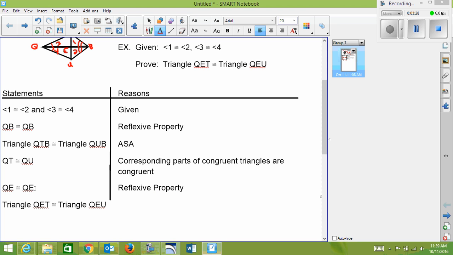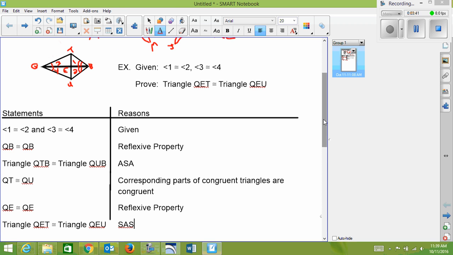And then therefore I can say that triangle QET is congruent to triangle QEU by the SAS property. I've proven that a side, an angle, and a side are congruent. QET and QEU. I said that QE is equal to QE, so this side was equal. And I also said that QT was equal to QU, and then I already know that those two angles are congruent, so side, angle, side, to figure that out.